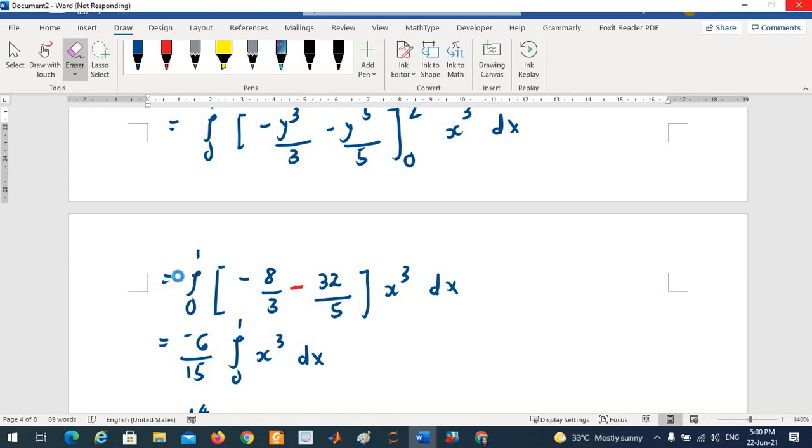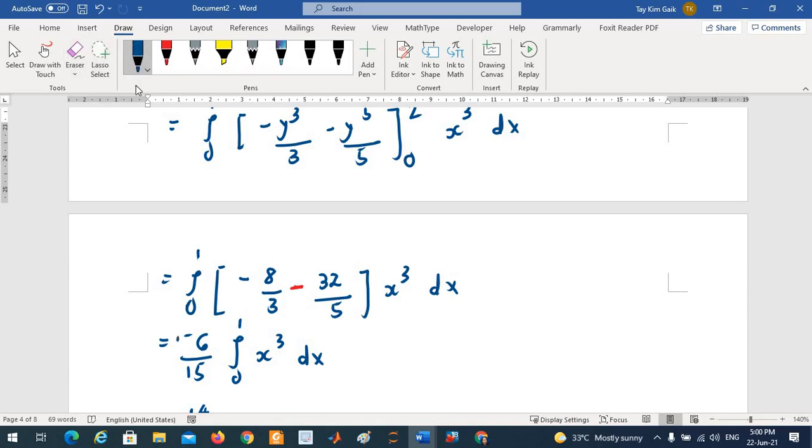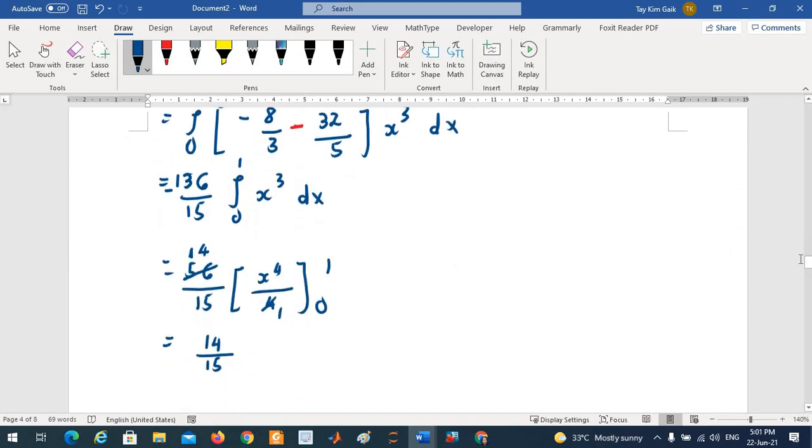This one, negative 8 divided by 3 minus 32 divided by 5. This is negative 136 divided by 15. And then integrate x cubed, you get x to the power 4 over 4 from 0 to 1. So divide by 4 and get negative 34 over 15. What is the answer that you obtained? Negative 34 over 15. Yes.